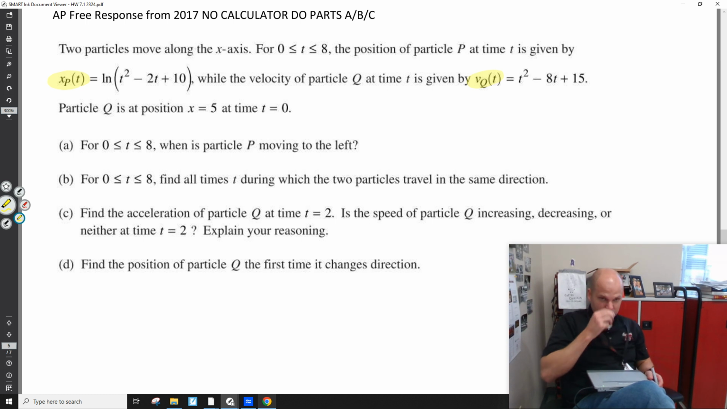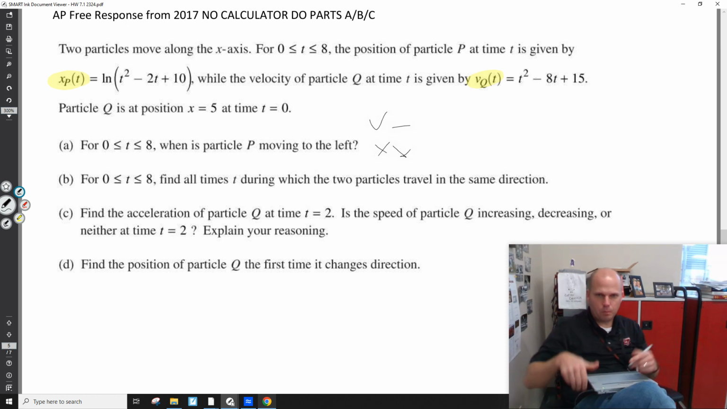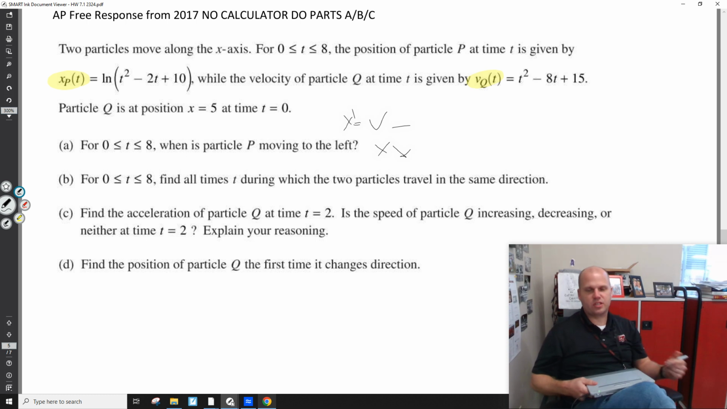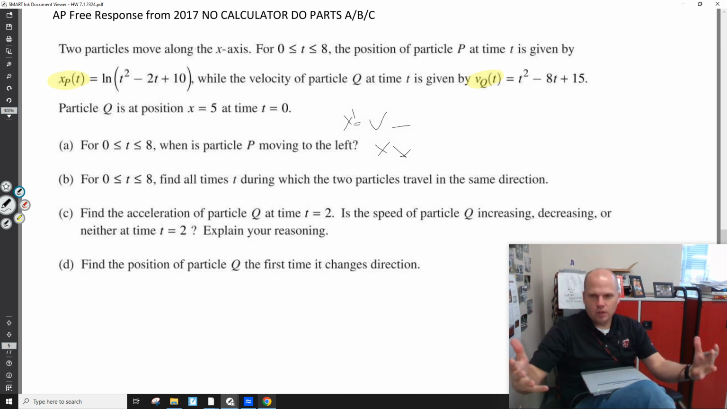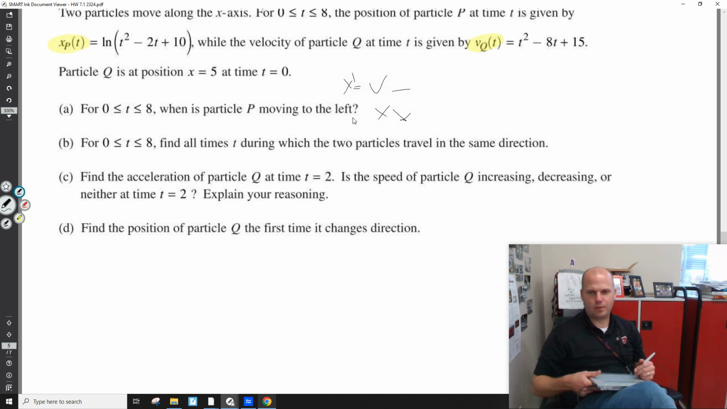What is P moving to the left? When its position is decreasing, when the velocity is negative. Boom. That's when the derivative of position is negative. Rate of change of position, we call velocity in physics classes. Thanks, physics, for using more words that we have to understand.